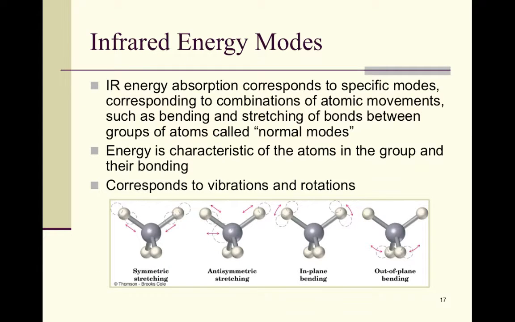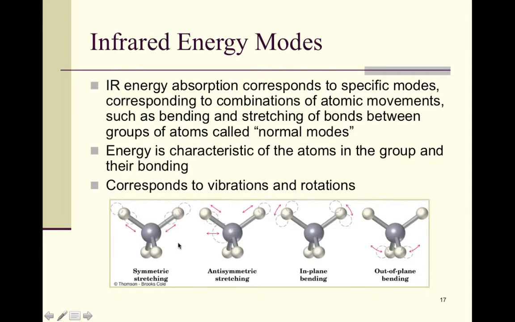Where the energy comes from, where does the absorption come from? In IR, energy absorption corresponds to specific modes. They correspond to a combination of different atomic movements, such as bending and stretching of the bonds between the different groups of atoms called normal modes. Energy is characteristic of the atoms in the group and their bonding.